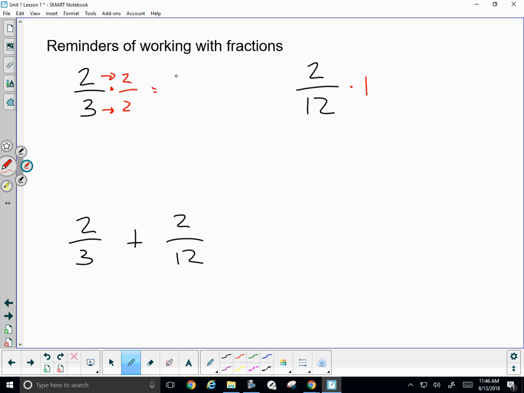2 over 3 times 2 over 2 can turn into 4 over 6. 4 over 6 is the same as 2/3. It just looks a little bit different.